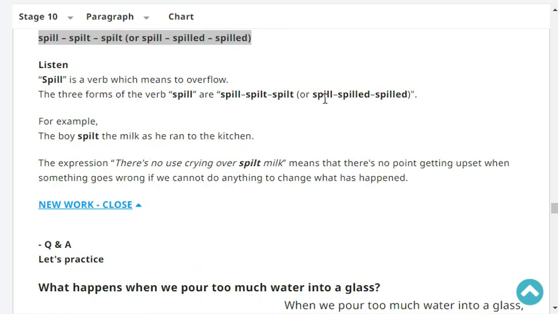Okay, listen. Spill is a verb which means to overflow. The three forms of the verb spill are spill, spilled, spilled, or spill, spilt, spilt. Both are correct. For example, the boy spilled the milk as he ran to the kitchen. The expression there's no use crying over spilled milk means that there's no point getting upset when something goes wrong if we cannot do anything to change what has happened.